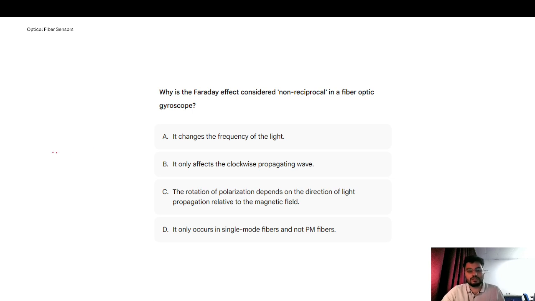So the correct answer is the rotation of polarization depends on the direction of light propagation relative to the magnetic field. That's why it is non-reciprocal.